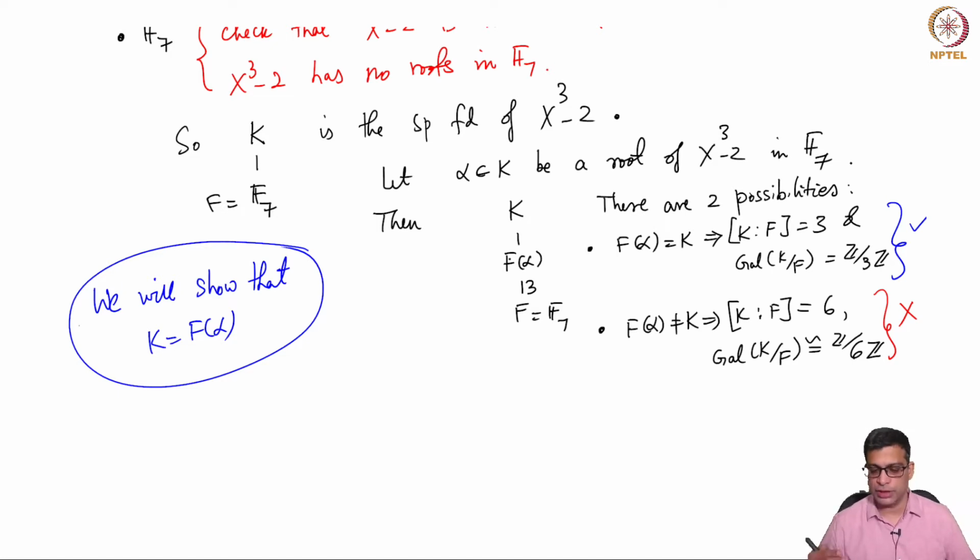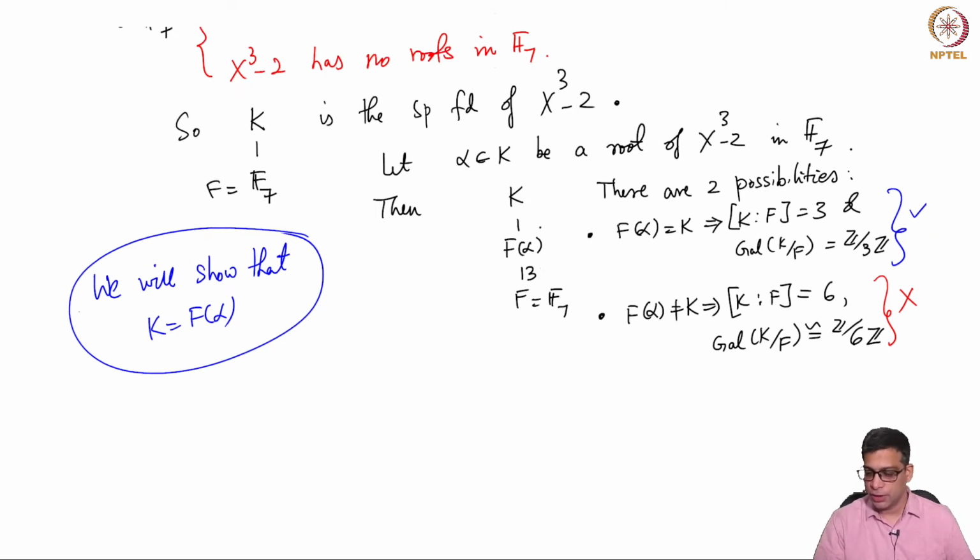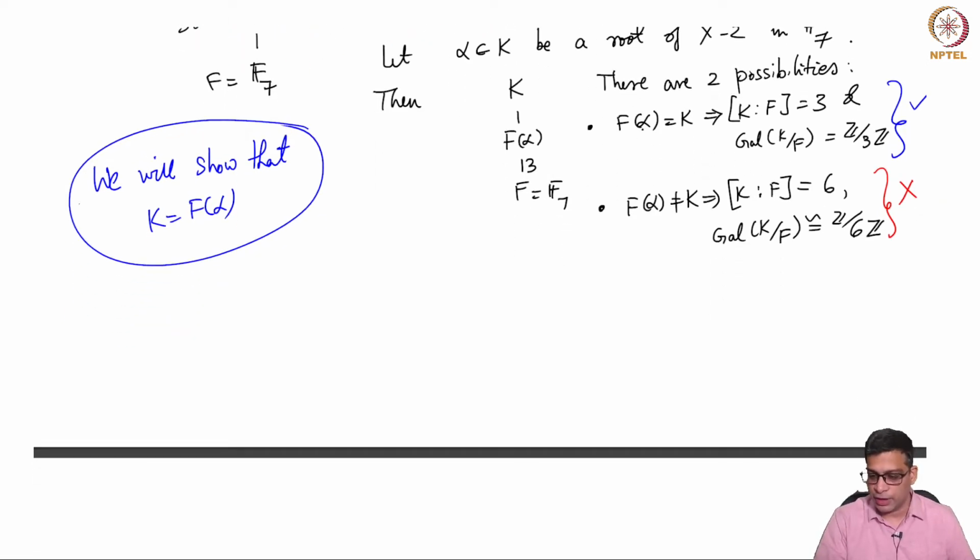In general, when you add a root of an irreducible cubic polynomial over a field, you get a degree 3 extension. Now the question is, are the other roots already in F alpha, or do they need to be added extra? These two possibilities are listed here. Either the other roots are already in F alpha, in which case K itself is equal to F alpha, the splitting field is F alpha, the degree of the splitting field is 3, and hence the Galois group has to be Z mod 3Z, of order 3.